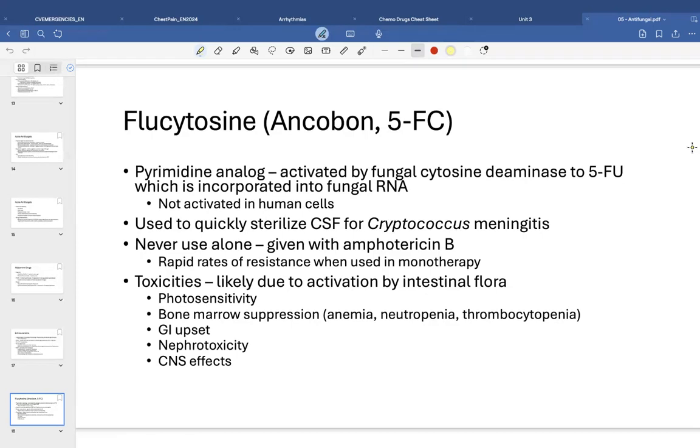Anyway, we use it for cryptococcal meningitis. It's given only as an adjunct to amphotericin B because resistance develops very quickly if you use it by itself. And the toxicities are only present because certain flora that live in the GI tract will activate 5-FC to 5-FU, and then you get some absorption there, leading to some of the classic chemotherapy side effects you get from 5-FU.